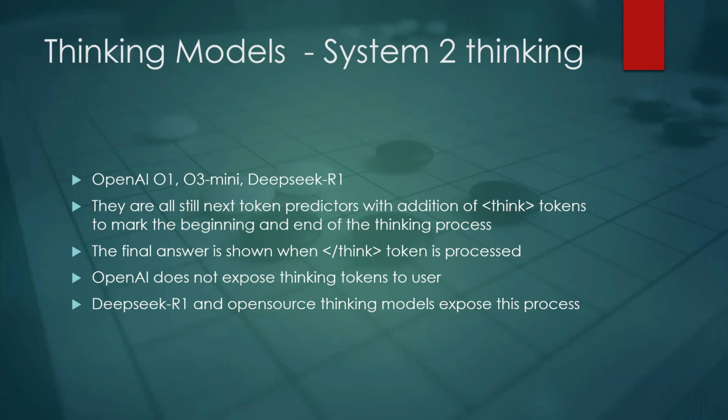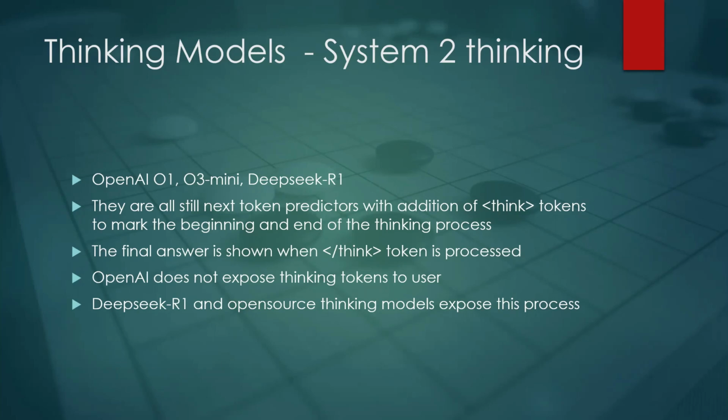The only thing different is that they added an extra think token to mark the beginning of the thinking, and another think token to mark the end of the thinking. Just hold on to that thought for a second, because a lot of things will make sense. That's really the only extra thing that thinking models have.